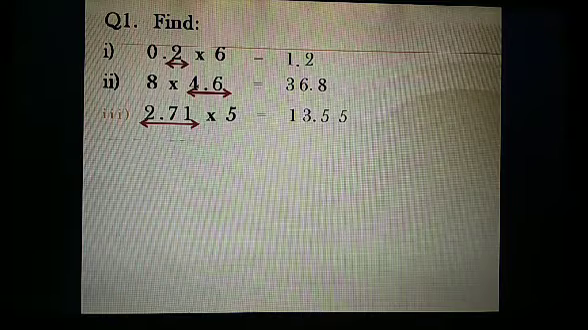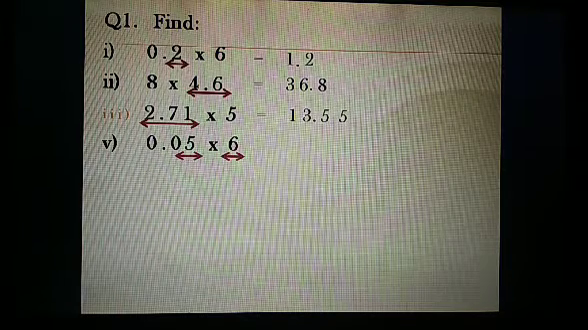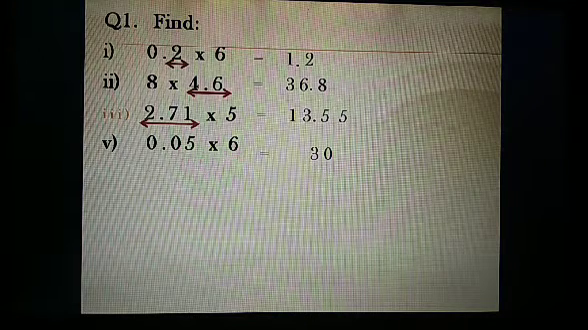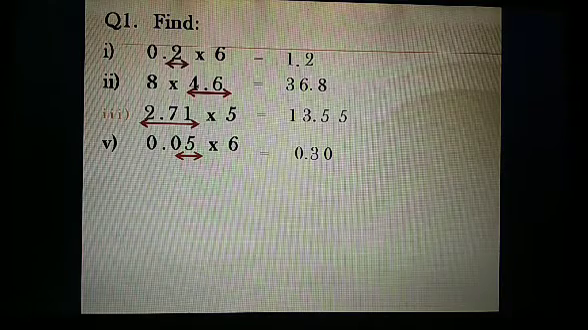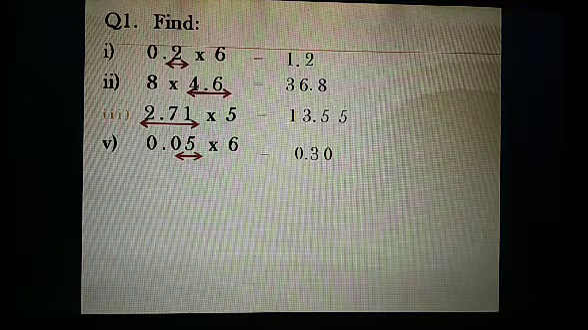Next. Again, ignore the decimal and take 5 and 6. 5 6 is 30. Now the decimal number has 2 digits in the decimal part. So after 2 digits from right, you will put a dot. Now no number is there, so you can put a 0.